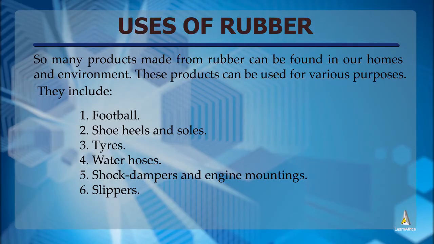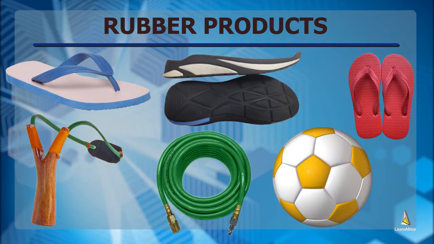If you look around you, you'll find that there are so many products in your homes and even your schools that are made of rubber. Some rubber products include football, shoe heels and soles, tires, water hoses, shock dampers and engine mountings, and sleepers. These are all products made of rubber. And when you examine these products, you will find some of the characteristics listed about rubber in them.